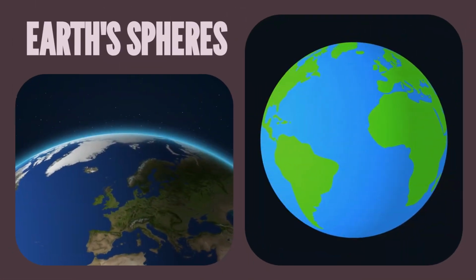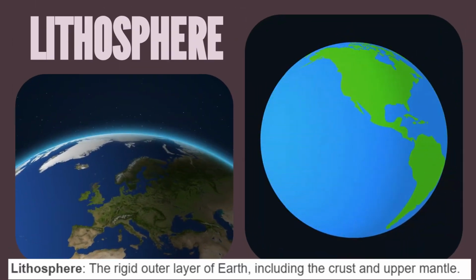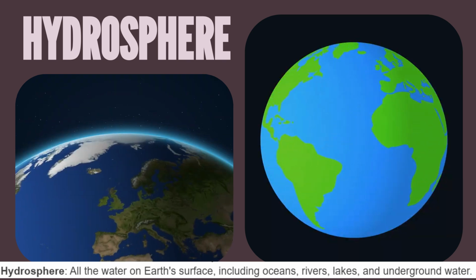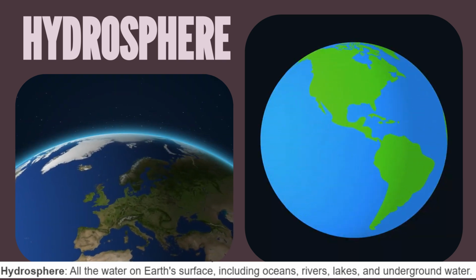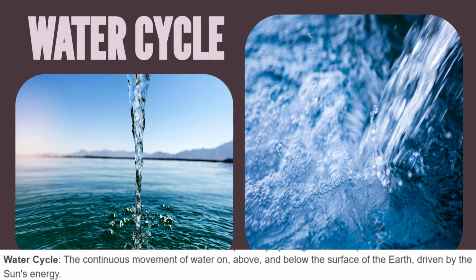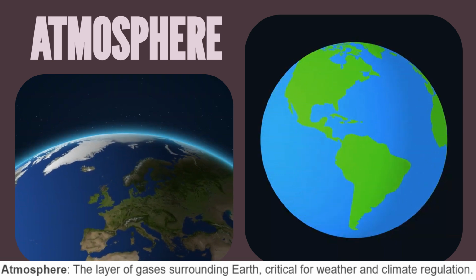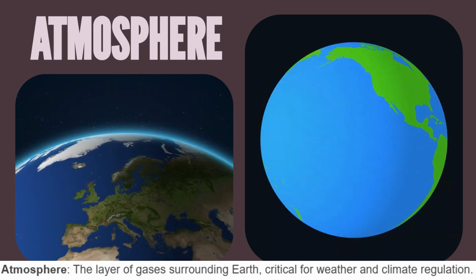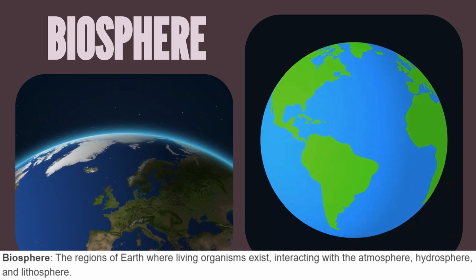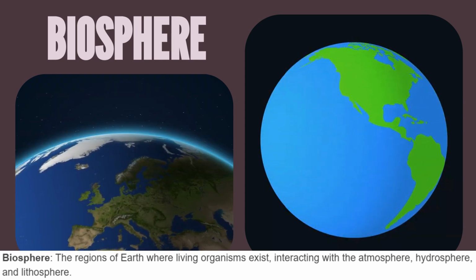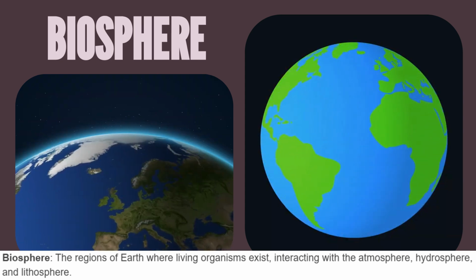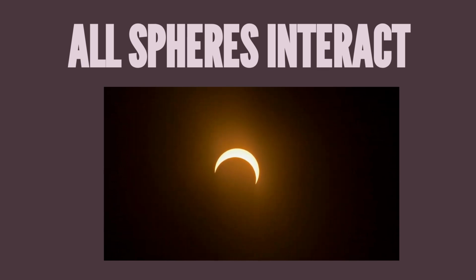Now let's look at the Earth's systems. The lithosphere is the solid land. The hydrosphere is all the water, from the massive oceans to your water bottle. This water is always moving in the water cycle. The atmosphere is the layer of gases that gives us air to breathe and regulates our climate. And the biosphere is everywhere that life exists. All these spheres interact. For example, the sun's gravitational pull and the moon's is the force behind ocean tides.